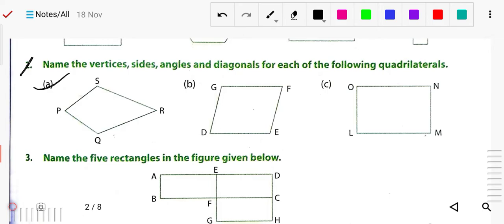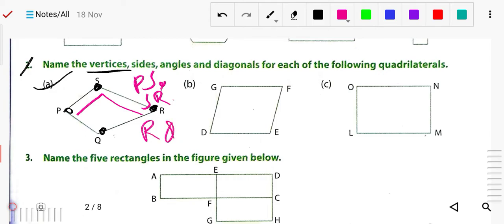So first, question number 1, you have to write the vertices. Vertices means these are the vertices, so you can write P Q R S. Okay, these are the vertices. Sides, you can write P S, S R, R Q, Q P. Okay, these are the sides.